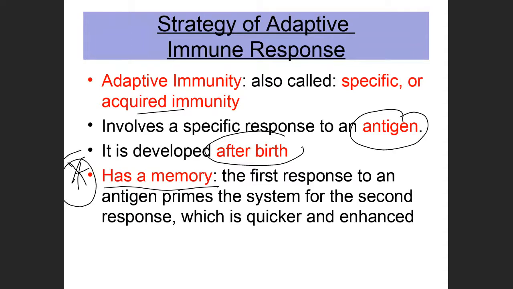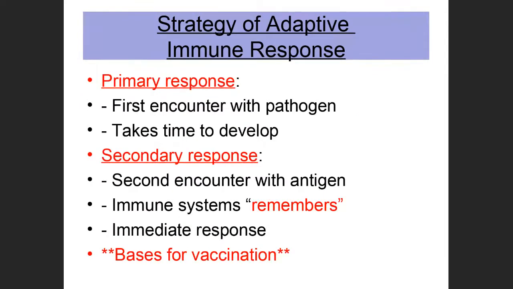What that means is that the first response to an antigen is not as severe as the second response. The second response is quicker and enhanced because it remembers the first response. So the second time is magnified. The response is magnified. So this is unique to adaptive immunity. Yeah, so the first response will be the first encounter with the pathogen.